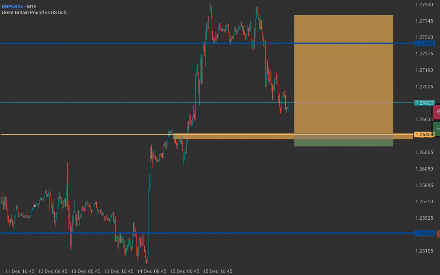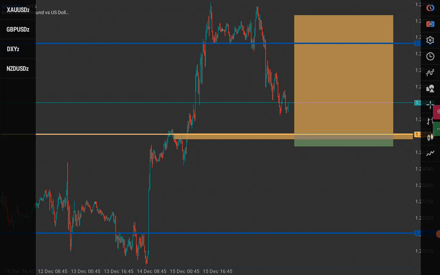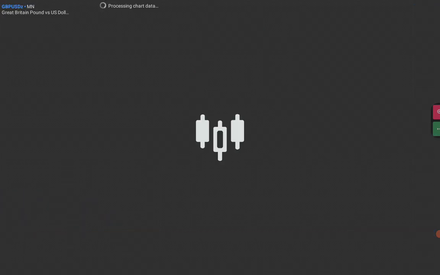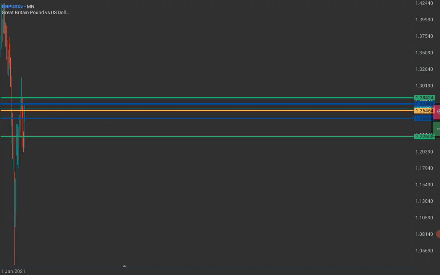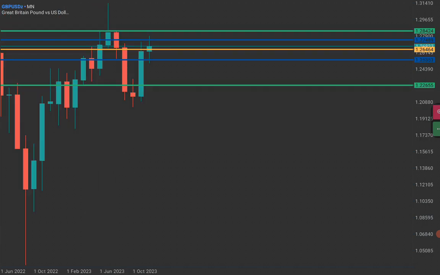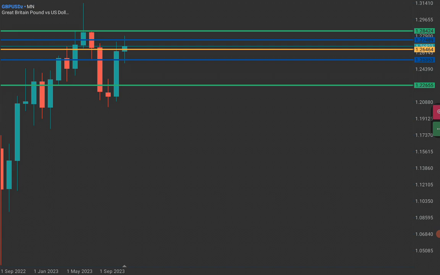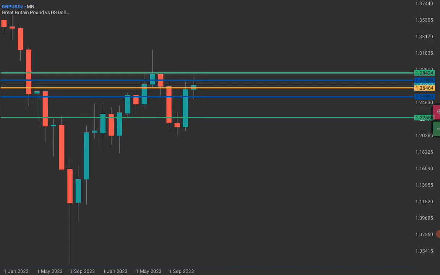The first thing I do when I do my analysis, which I do every weekend for the whole week, is go to the monthly time frame and mark my zones. You guys can see that my chart is very clean. That's how it should be. These two green lines you are seeing are my monthly zones.